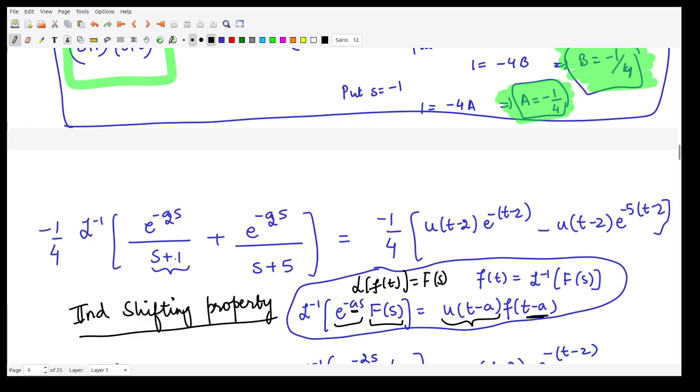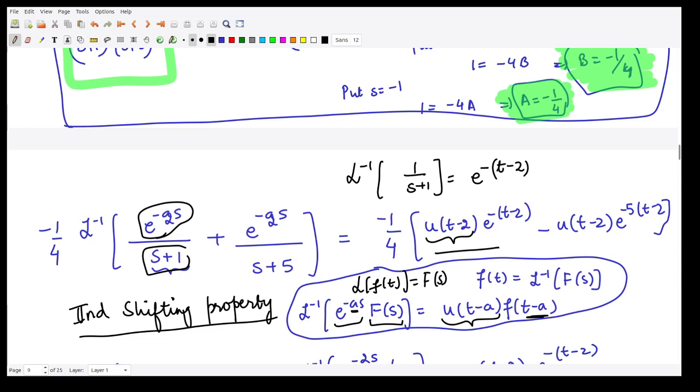So using that, because we know the inverse Laplace transform of 1 by s plus 1 is equal to e to the power minus t, and because you have this term over here, whatever is your answer, you multiply that by this unit step function displaced by 2 units, and instead of this t you will write t minus 2 over here. So this is how you obtain this expression.